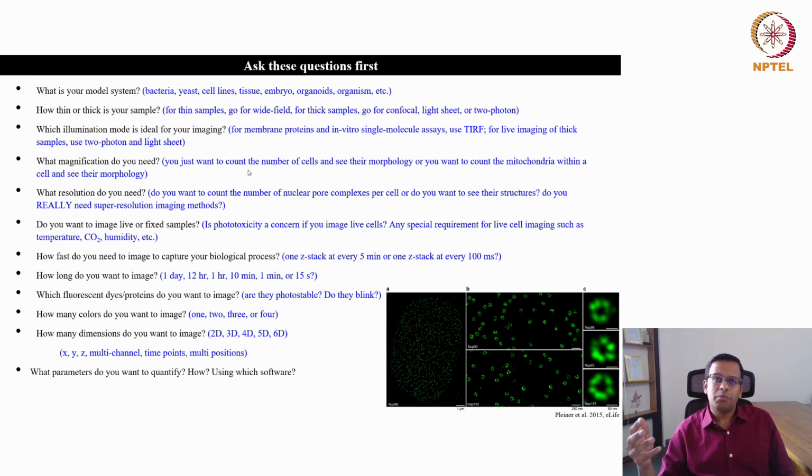You can see multiple cells in one image, whereas if you go for the higher magnification, you may hardly see a few cells in one field. But with a high magnification, that may not be required for addressing your biological questions. But really, if you want to count, let's say, the number of mitochondria per cell, or you want to see the morphology of the mitochondria, then you really need high magnification.